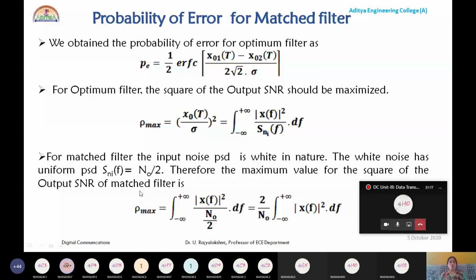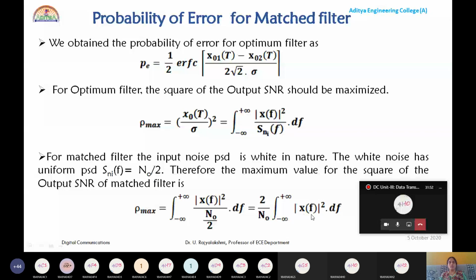of the matched filter will be rho max is equal to the integral from minus infinity to plus infinity of |X(f)| square divided by n0 by 2. In the denominator you have n0 by 2, so if you take it to the numerator, you will get 2 by n0. So it is equal to 2 by n0 times the integral from minus infinity to plus infinity of mod X(f) square df.